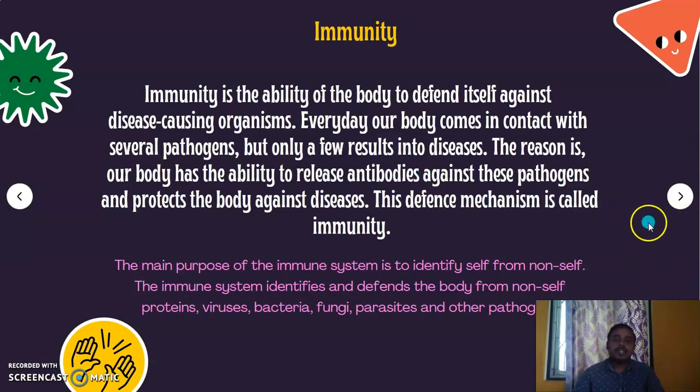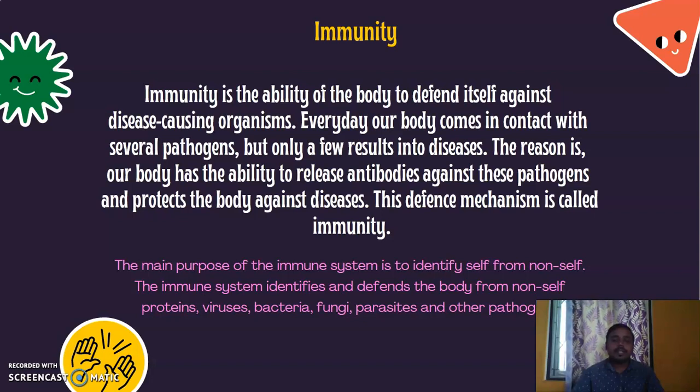Immunity is the ability of the body to defend itself against disease-causing organisms. We have already seen what a microorganism is and what the different types are: bacteria, virus, protozoa, then fungi. Likewise, there are different types of microorganisms, and basically they are of two types: either a good organism or a bad microorganism. How do we say something is good or bad? Because of the impact that it has on us.